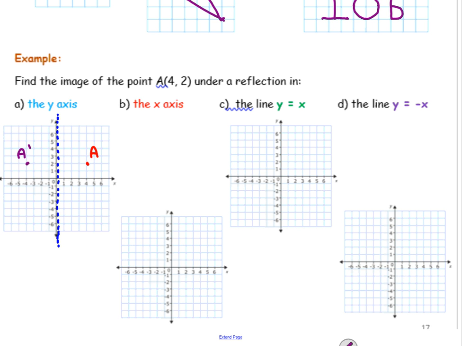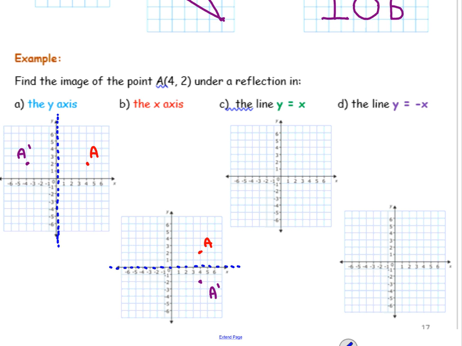Reflected in the x-axis. So the x-axis, this is going across here. It's our mirror line. It's the same point, so it's A, at (4, 2). Where's our image point going to be? Reflected across the x-axis, I think it's going to be at (4, -2). Equidistant.